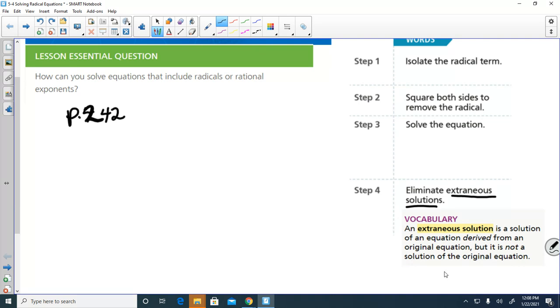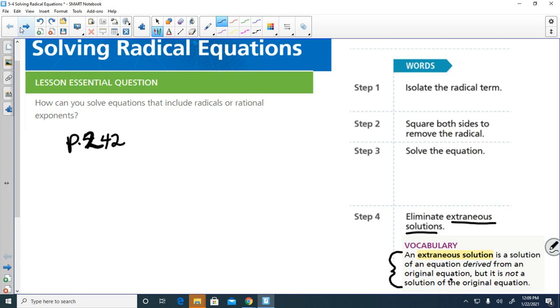An extraneous solution is a solution of an equation that's derived from the original equation, but it is not a solution to the original equation. So extraneous solutions are solutions that you get whenever you do everything algebraically correct, but your answer does not make the original equation true. So we will encounter some extraneous solutions today.